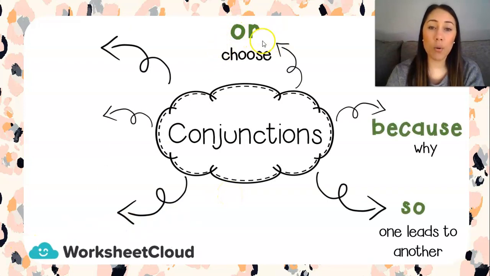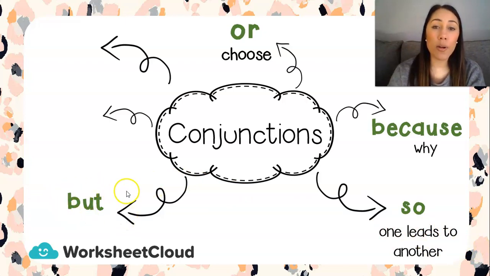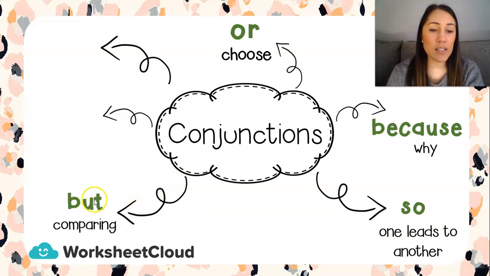Okay, I've looked at or, which is to choose, because, which tells me why, and then so, the one leads to the next one. The next conjunction I'm going to look at is the word but. Now, when we use but in the sentence, it means that we are comparing two different things. So let's have a look at an example.